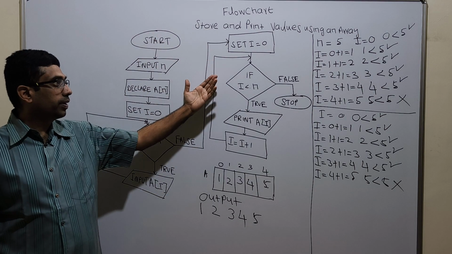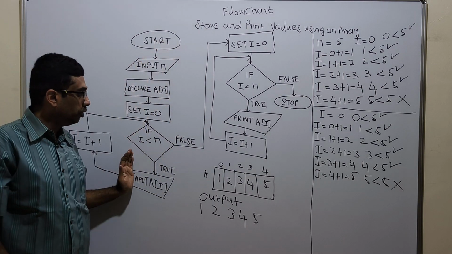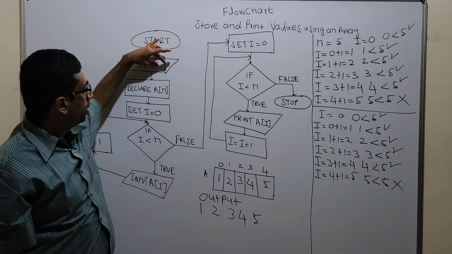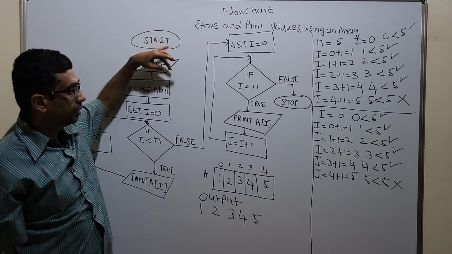So this flowchart is working perfectly to store the value and print the result up to the array size at the given range. That's it.